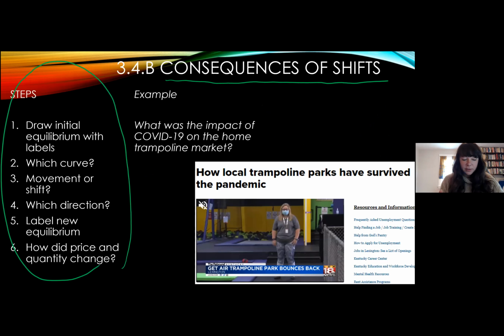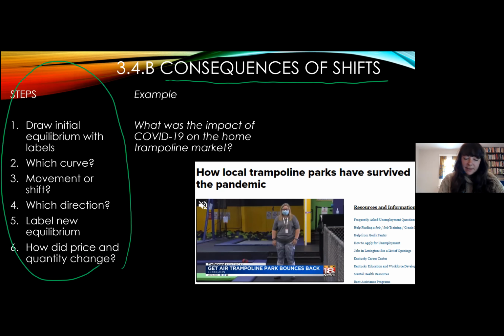So I'm going to draw the initial equilibrium, label everything, say which curve did this event affect? Was it a movement in the curve or a shift, an actual shift? Which direction? Label our new equilibrium and talk about price and quantity and how they're affected.